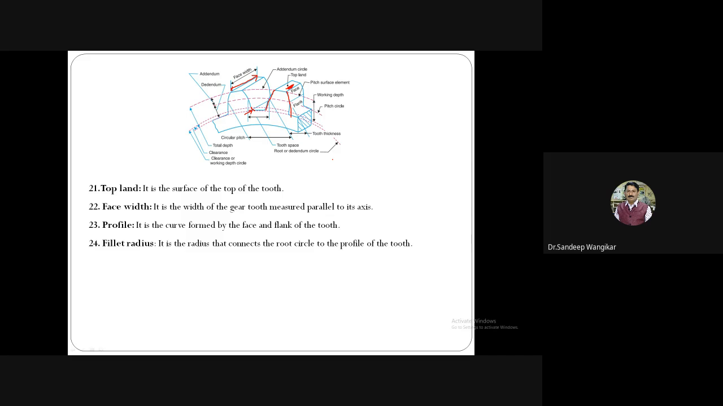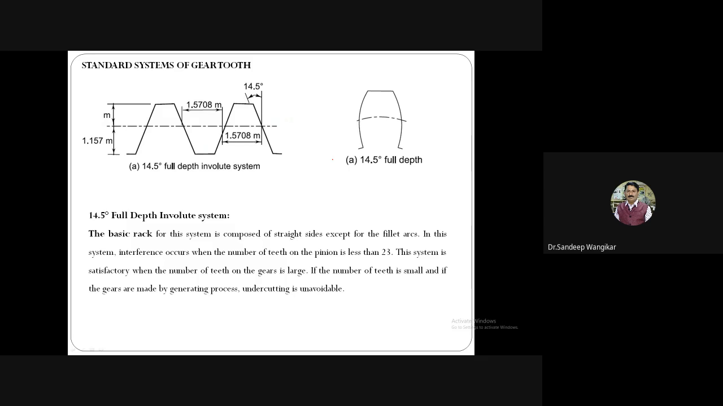So this is the generalized gear terminology which is very essential for understanding the gear design. We will be using different terms like addendum circle diameter, dedendum circle diameter, pitch circle, then circular pitch, then face width, module in different calculations, pressure angle. Therefore, the understanding of the basic part, that is the theory, the basic nomenclature of the gear is required, which we have just now discussed. Now this is the standard system of gear tooth.